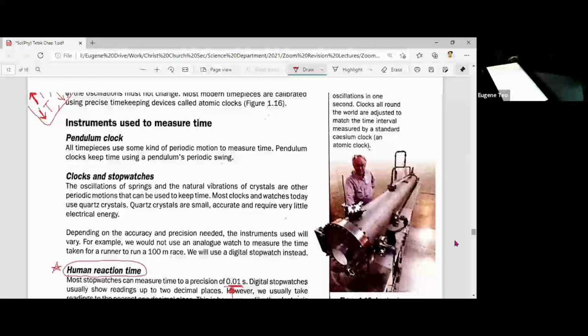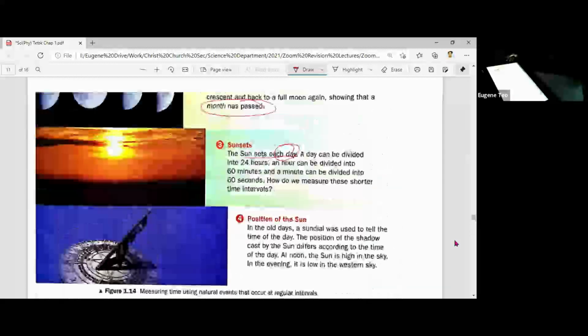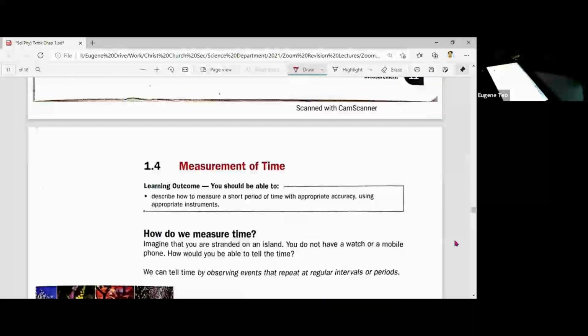Okay, so let's go back all the way up here. Now, look at the learning objective: describe how to measure a short period of time with appropriate accuracy using appropriate instruments. What are the instruments you're going to use? It's actually the concept of using a pendulum to measure time.